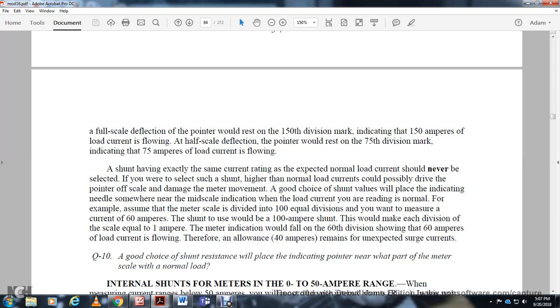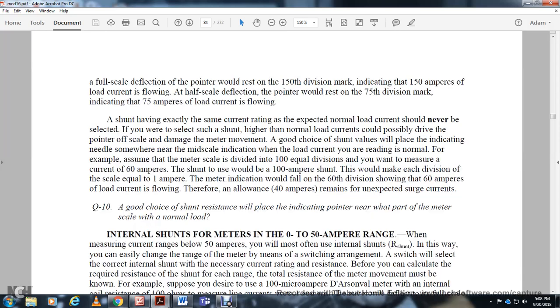Choose a shunt with a range near the expected normal load current, but never a shunt with a lower rating than the normal load current. Otherwise, the pointer could be driven off the scale and damage the meter movement. A good choice of shunt places the pointer near the middle of the scale for a normal reading. For example, assume the meter scale is divided into 100 equal divisions. To measure a current of 60 amps with a 100 amp shunt, each division equals 1 amp, so the meter indication falls at the 60 division mark, showing 60 amps of load current, and the allowance of 40 amperes remains for unexpected surges of current.